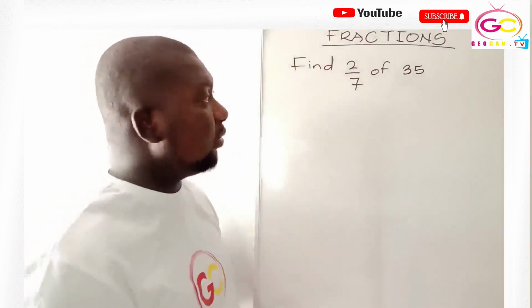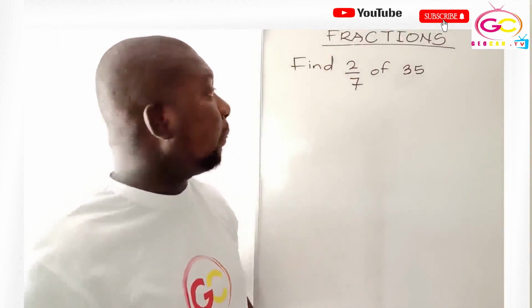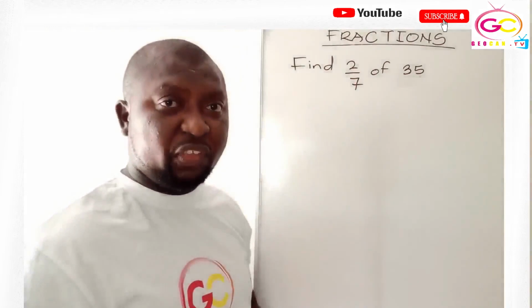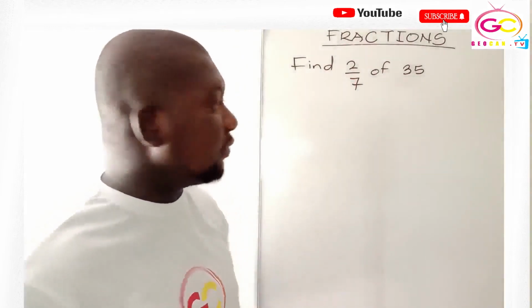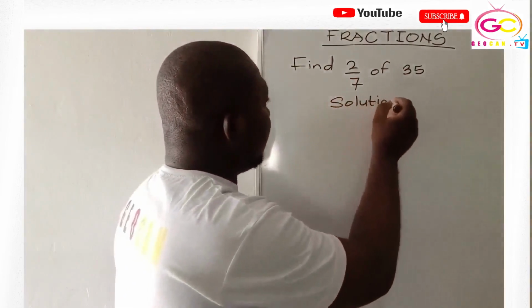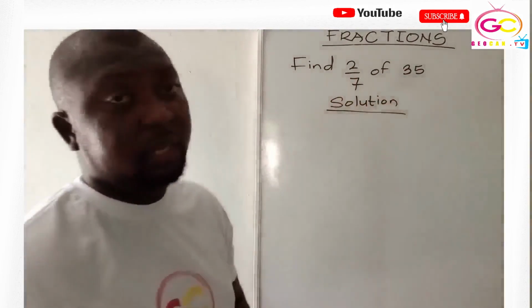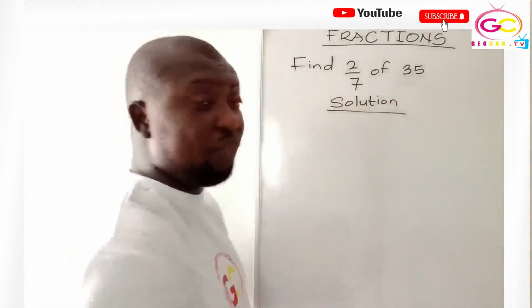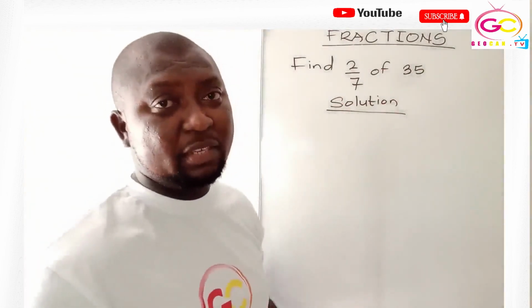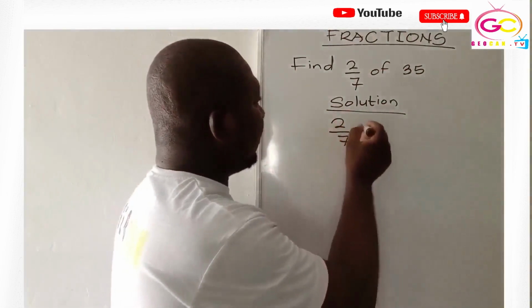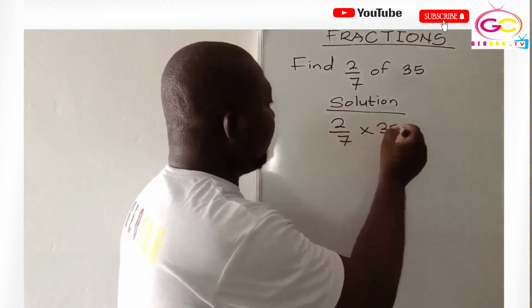Yes, let's tackle a question on fractions today. It's find 2 over 7 of 35. So you have our solution. As I always say, solution simply means how you solve it. And I did say that anytime you see "of" in mathematics, it simply means multiplication. So in this context, it's 2 over 7 times 35.